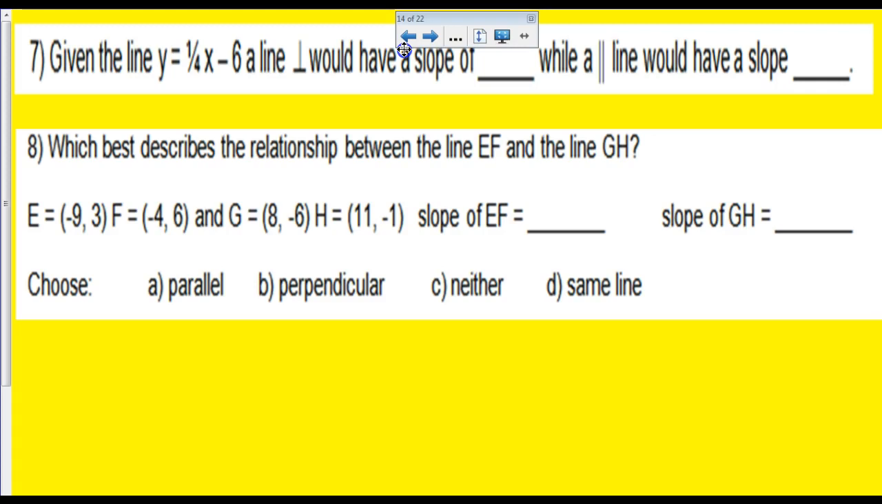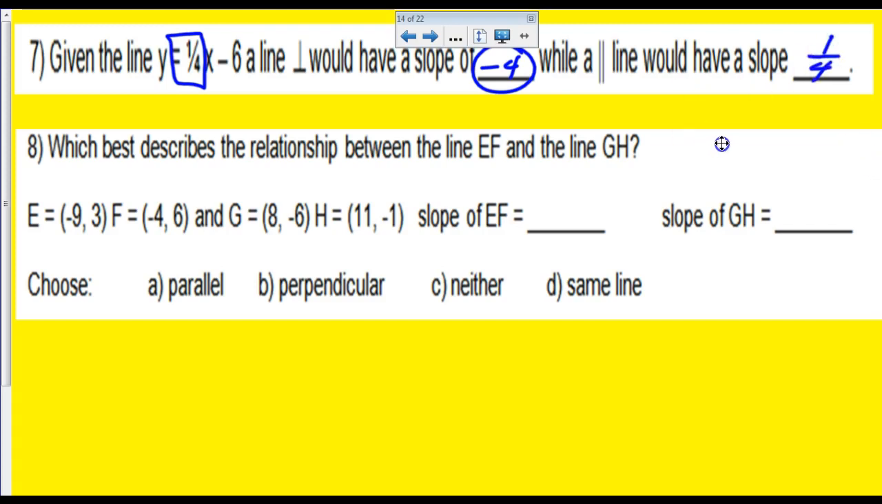All right, so here is a clue. We have a line, 1/4 x minus 6, and my line is perpendicular to that one. So if his slope is 1/4, perpendicular to that would be -4/1 or -4. A parallel line would have the same slope, so that would be positive 1/4.